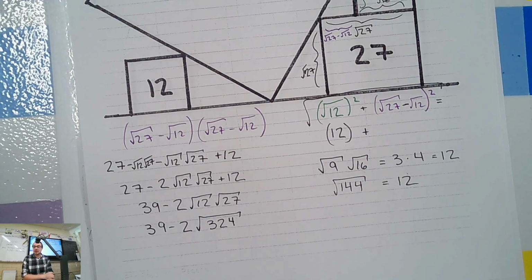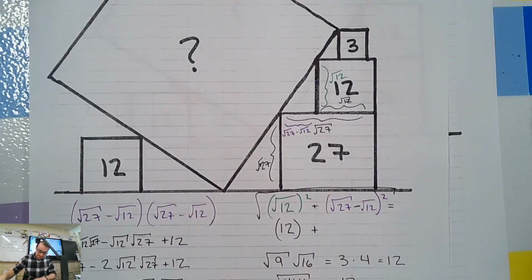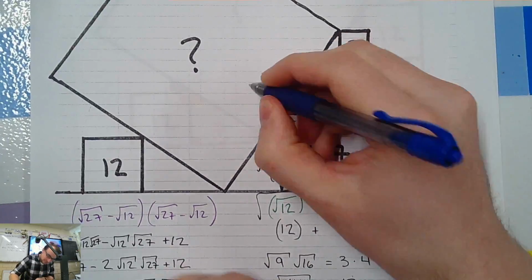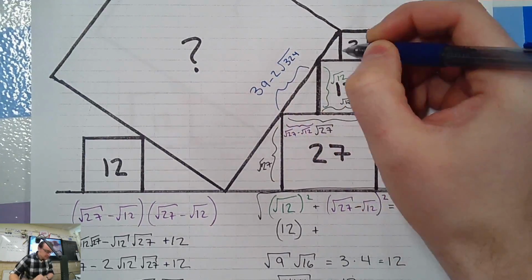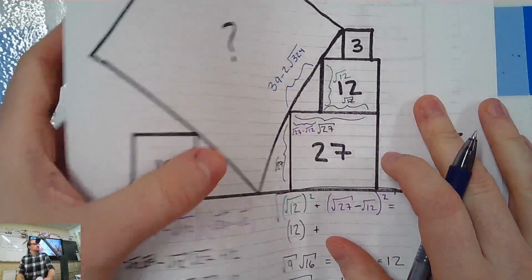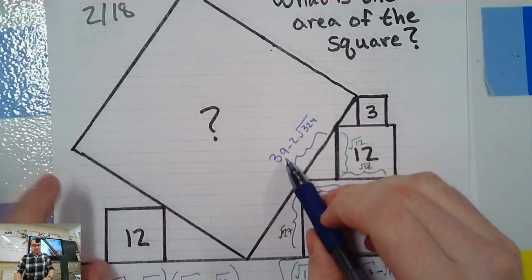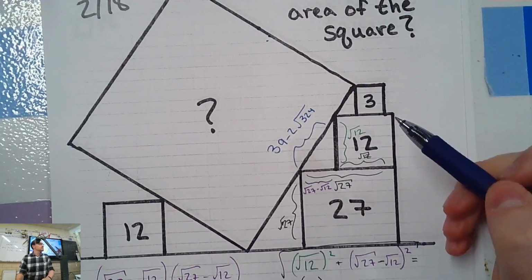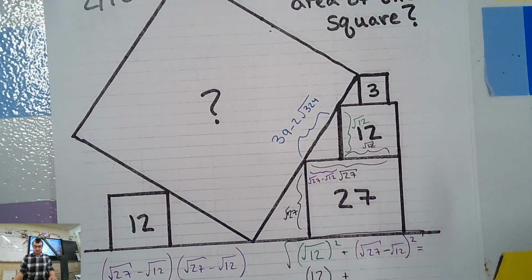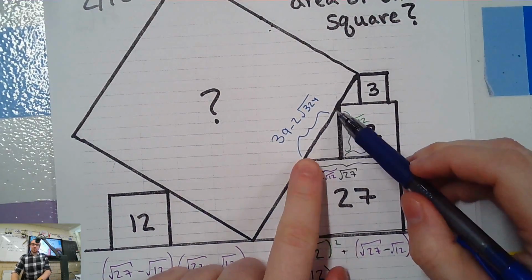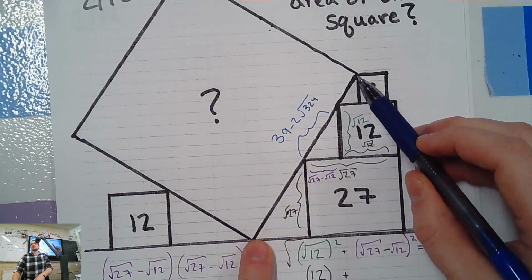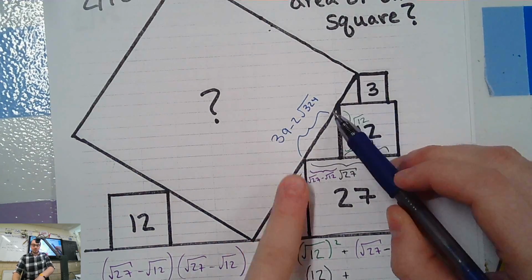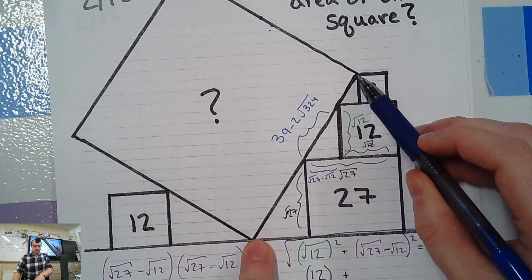All right, so that's the hypotenuse. This hypotenuse right here is 39 minus 2 root 324. Let's pretend that's about 39. It's not, but let's pretend it's about 39. If this is 39, this side has to be longer than 39. Let's pretend it's 40, right? If this is 39, doesn't the whole thing have to be longer than 39? So let's pretend the whole thing's 40. We can get a rough estimate.